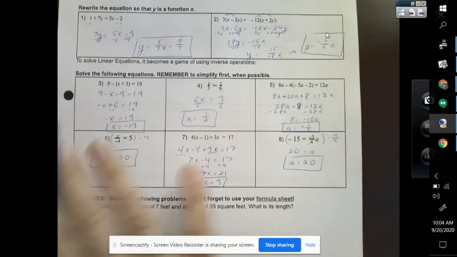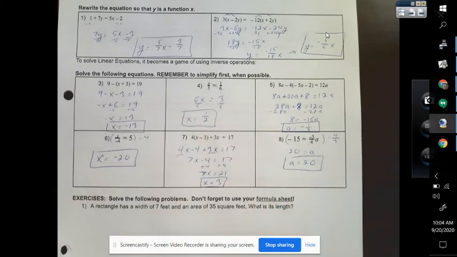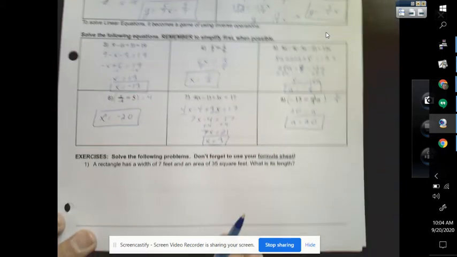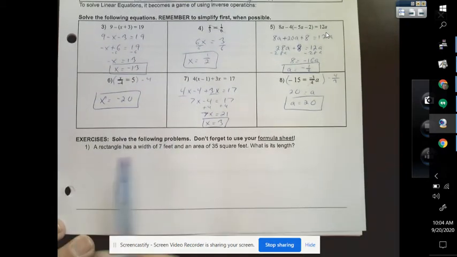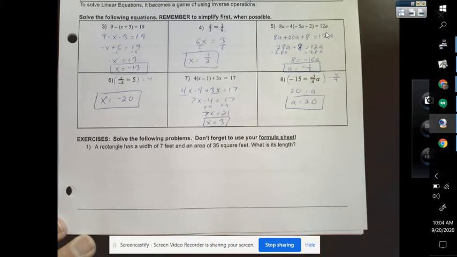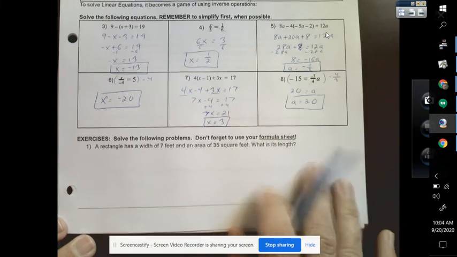All right. So just a variety of solving equation problems. Please let me know if you need more help with them. I have tons of example problems I can give you for extra practice. All right. So solve the following problems. Don't forget to use your formula sheet. If anyone needs the formulas for finding area, so on and so forth, shout it out. We can get those to you.